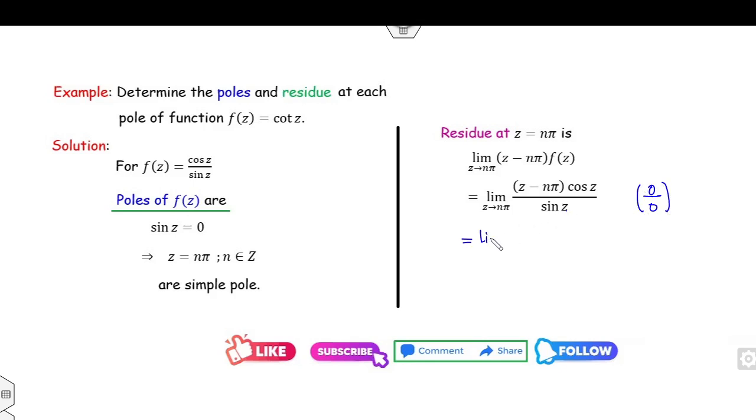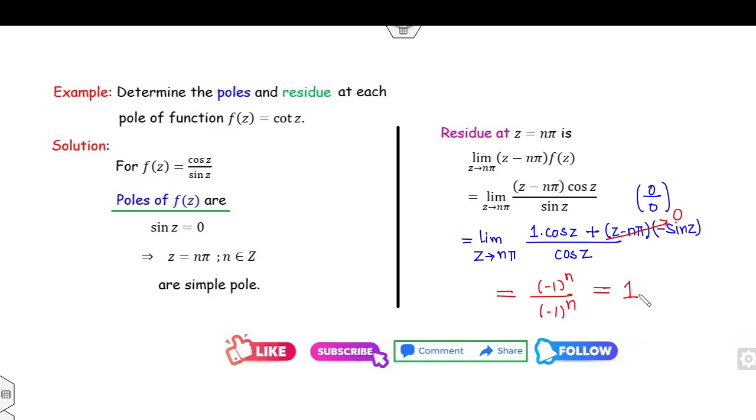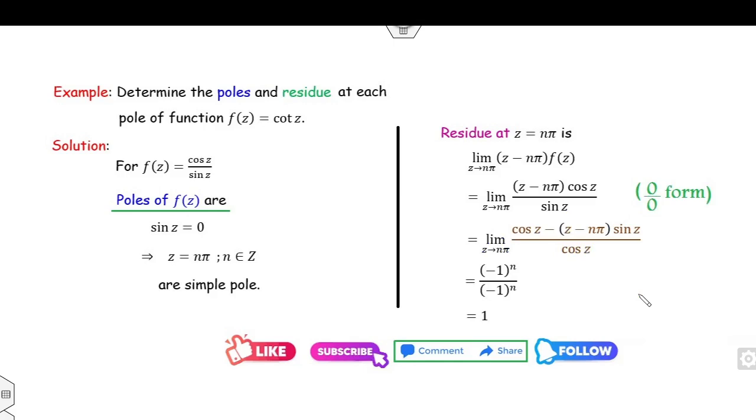So I can apply L'Hopital's rule. The denominator is cos z. The numerator is 1 times cos z plus (z minus n pi) times minus sin z. When you substitute n pi, this second term will be 0. So cos n pi is (minus 1) raised to the power n, over (minus 1) raised to the power n. The answer is 1, which is the correct answer of the problem.